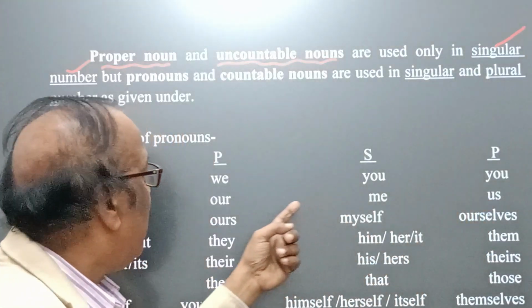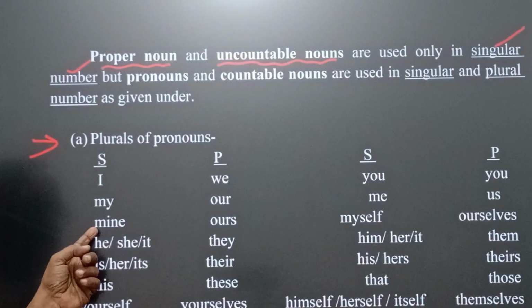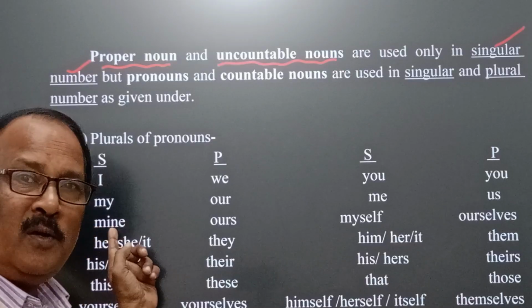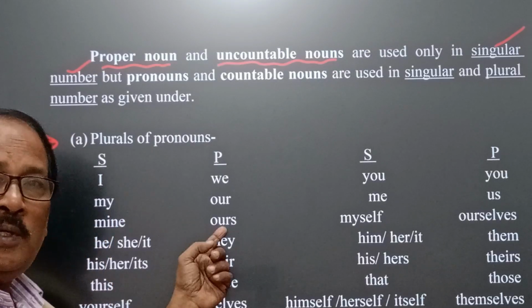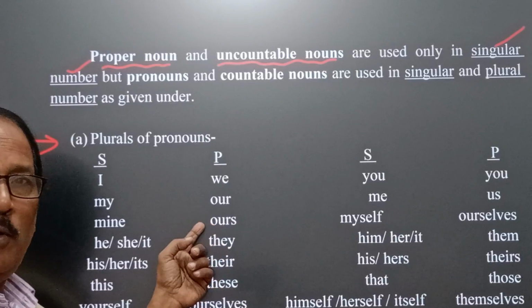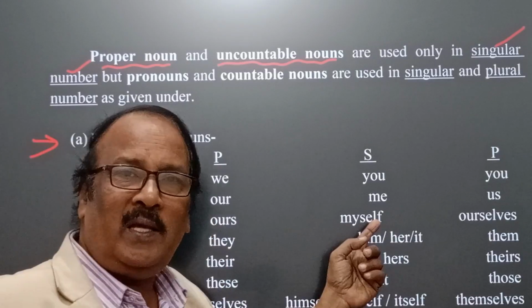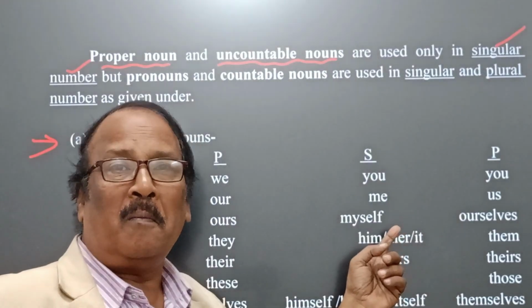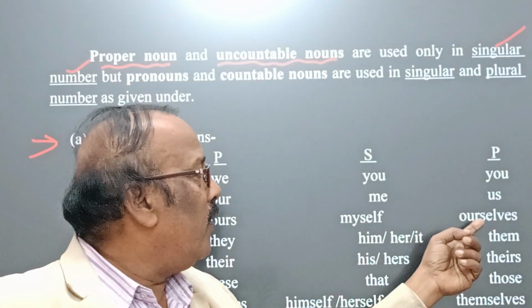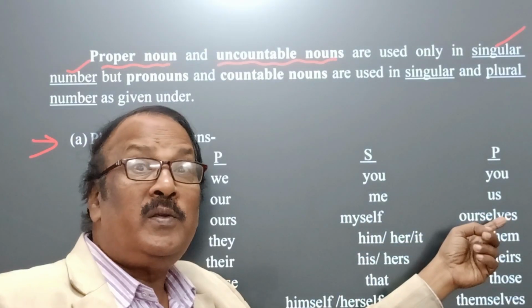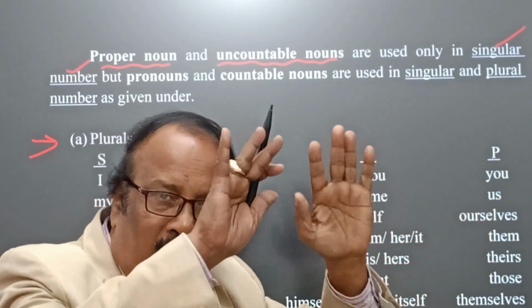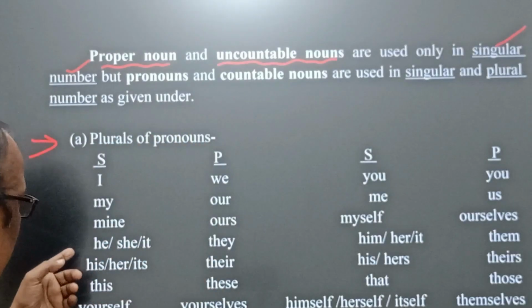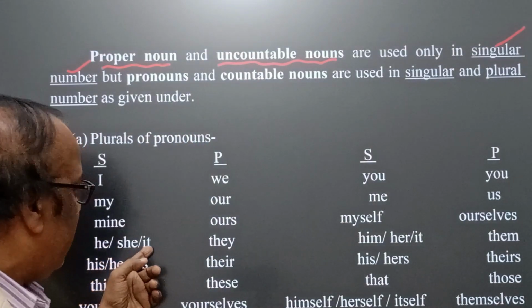Now come here, we find mine. Mine is the possessive form of personal pronoun I. Ours is the possessive pronoun of we. Myself is the self form of I, whereas ourselves is the self form of we. Now come to he, she, it.